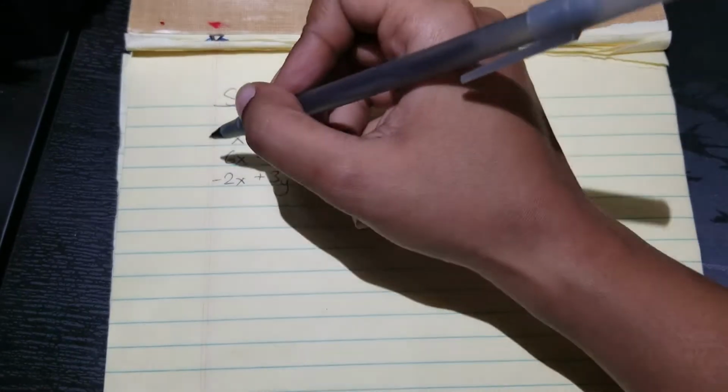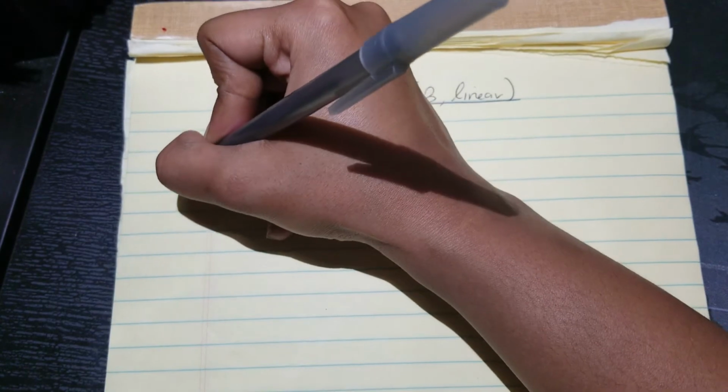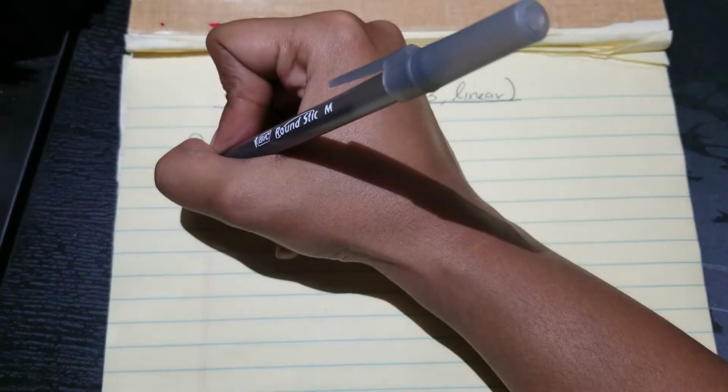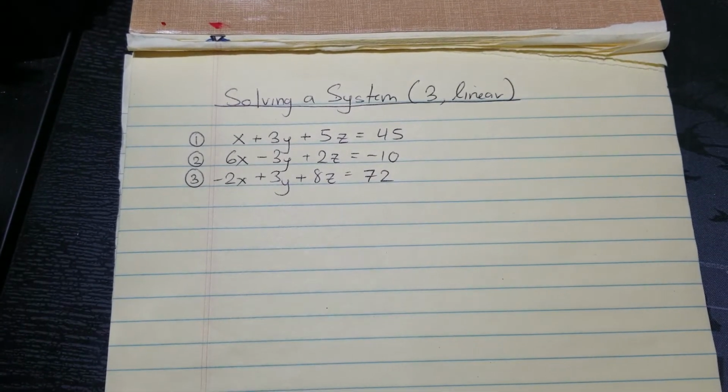So let's start off by numbering each of the equations so that when it comes to writing out the strategies that we're using, we know which equations we're combining. So I'm labeling them 1, 2, and 3, something simple.